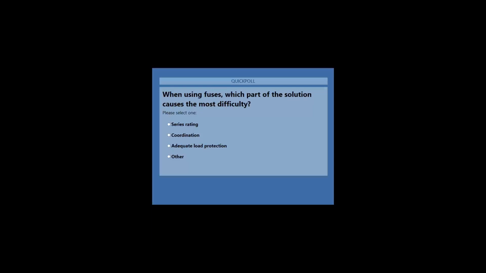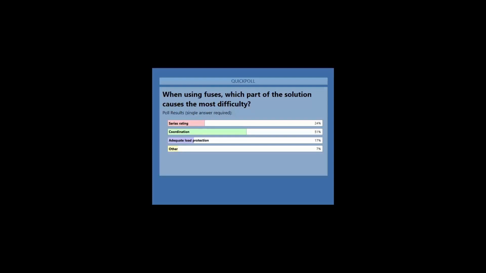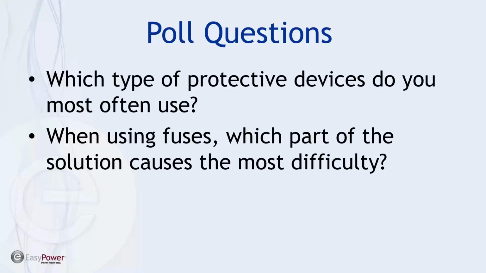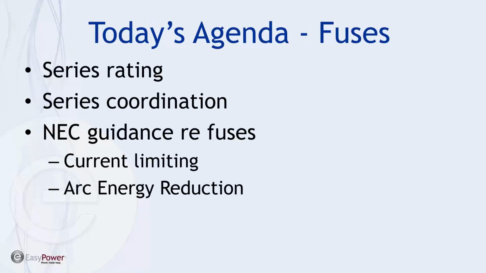So it looks like we have a quorum here, and the distribution looks close to what I suspected. So thank you very much for participating. As I mentioned, our agenda is basically to touch on these topics: series rating, series coordination, and then the guidance that the National Electrical Code gives us regarding fuses, specifically discussing current limiting aspects of it, and then the arc energy reduction area.